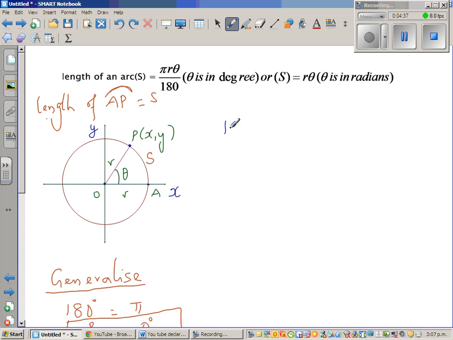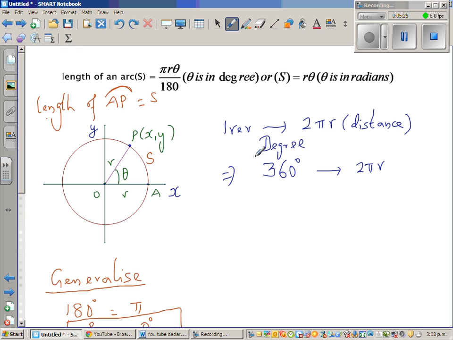In one revolution, it covers a distance of 2 pi r. Does it make sense? One full revolution, it covers a distance of 2 pi r. And 2 pi r, I hope you know, is the circumference of a circle. Can I say 360 degrees? When a particle moves 360 degrees, it covers 2 pi r distance. One full revolution means this particle is moving how many degrees? We are finding the relationship between degrees and distance.